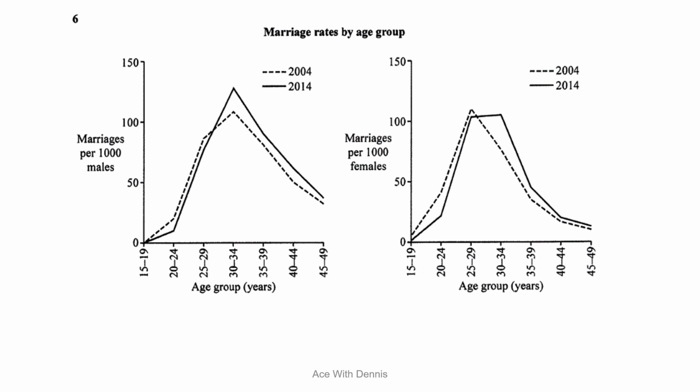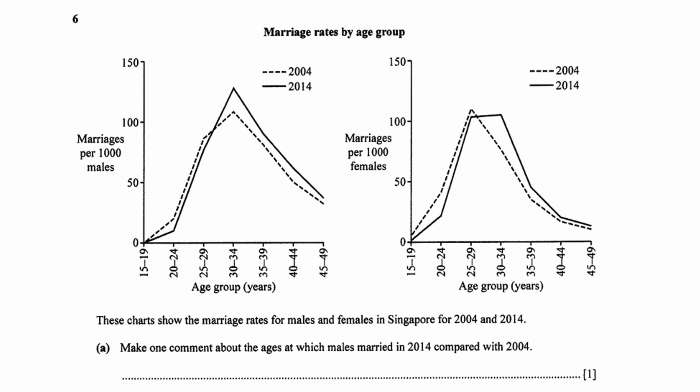Question 6. Given these two charts. These charts show the marriage rates for males and females in Singapore for 2004 and 2014. A. Make one comment about the ages at which males married in 2014 compared to 2004. 1 mark. So we have to look at the first chart because the question is asking about the ages at which the males married in 2014 compared with 2004.